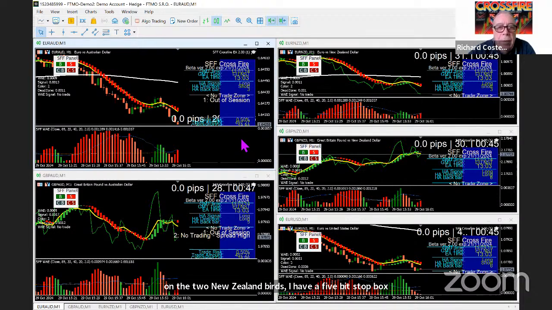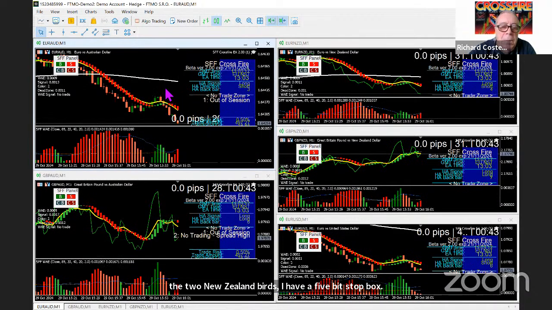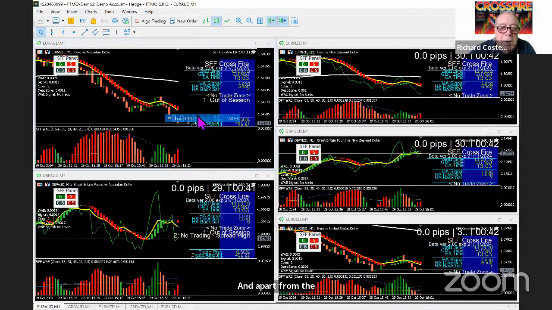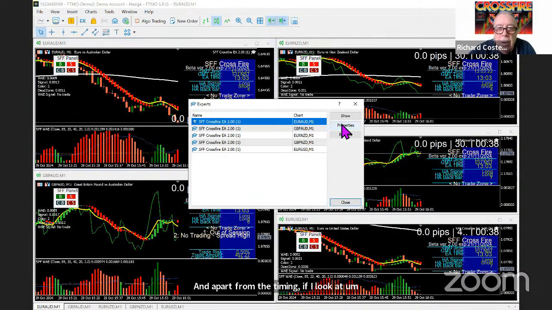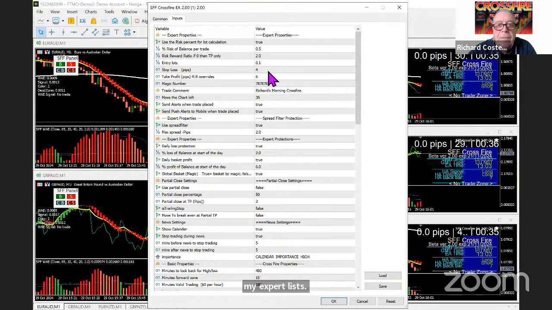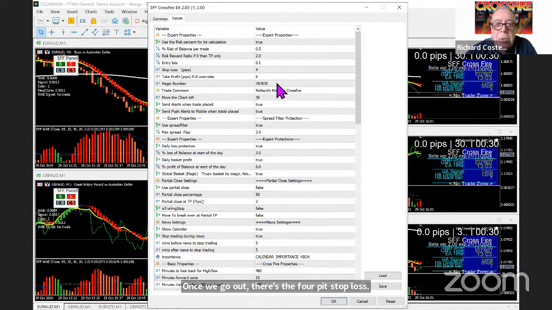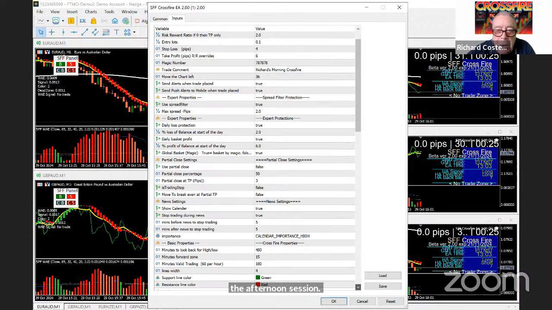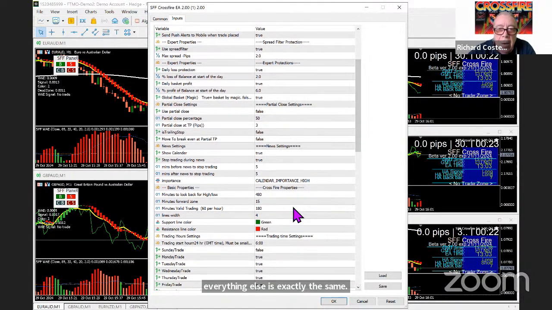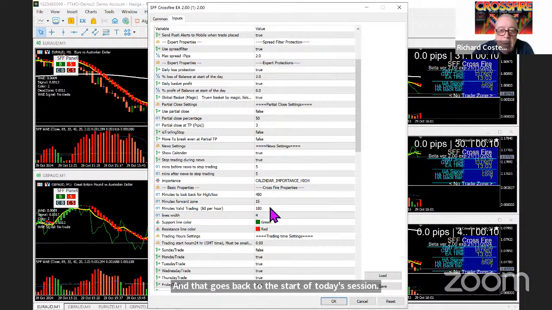And apart from the timing, if I look at my expert list for Euro Aussie dollar, there's the 4 pip stop loss. I have a different magic number for the afternoon session. Everything else is exactly the same until you come to the look back, which I've got set to 480. So that looks back 8 hours. So that goes back to the start of today's session. And look forward 3 hours.